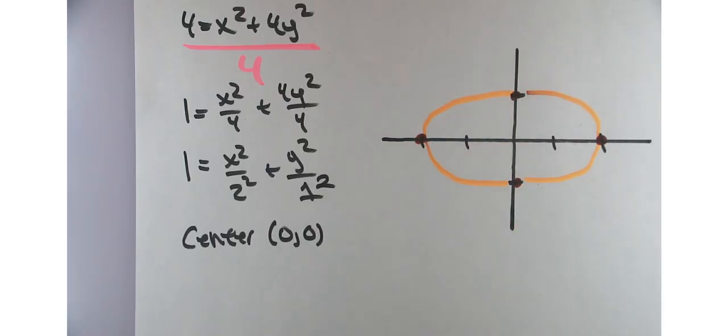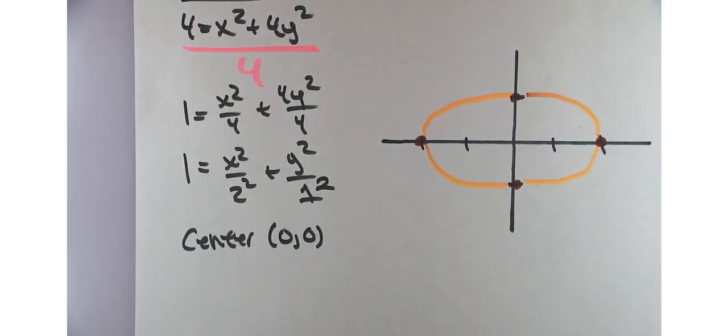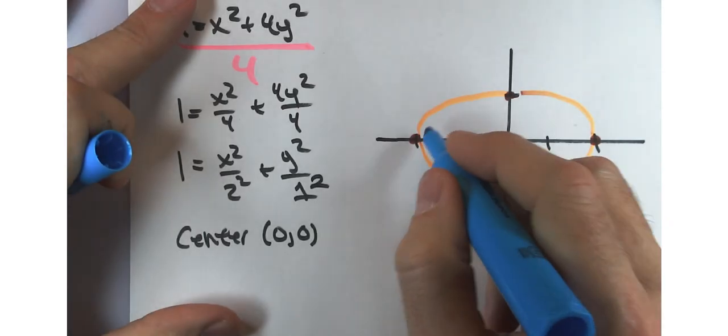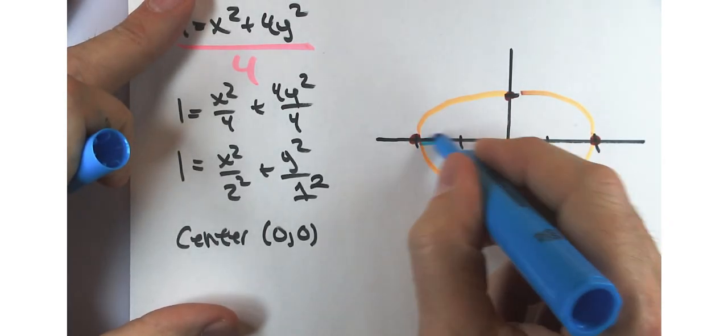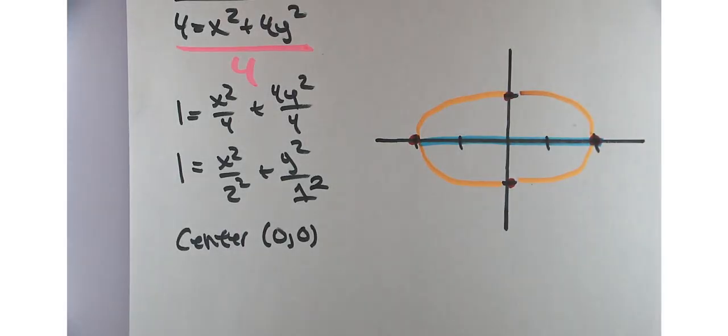To find the focus, we've got 2 different axes here. One of them's longer than the other one. So this longer one is the major axis. Any guesses what that shorter one's called? The minor axis.